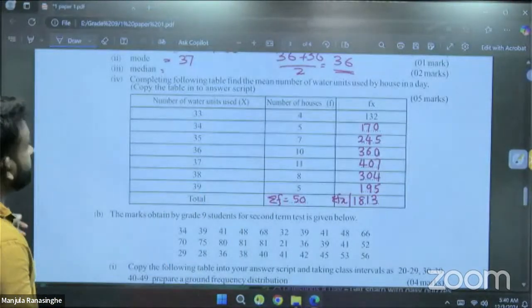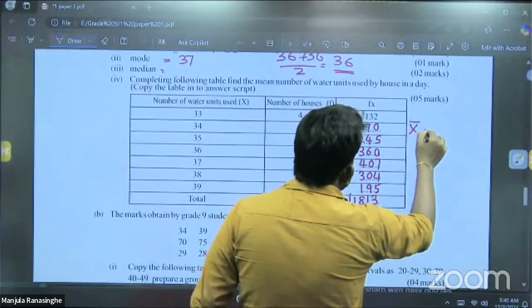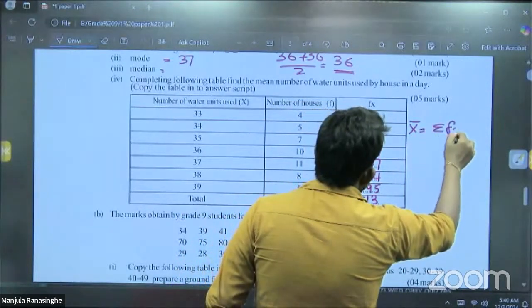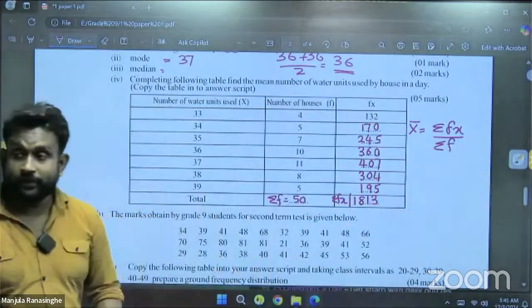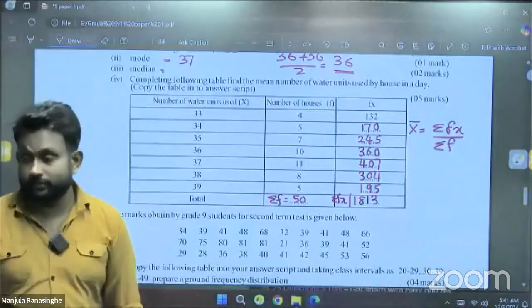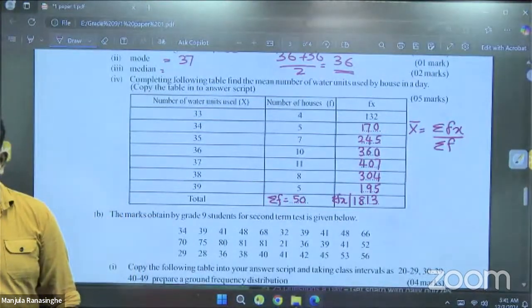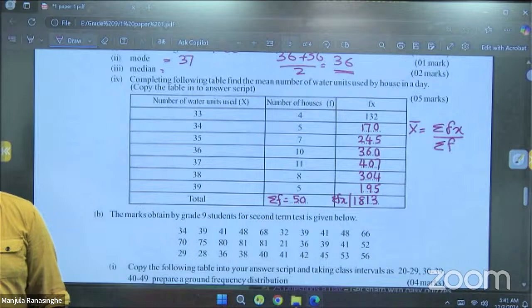Now, how to find the mean? You know that mean equation. Remember, mean, x bar equals sigma fx upon sigma f. That is the equation to find the mean, sigma fx upon sigma f. Right, x bar is the symbol for mean. Right, now we will check the mean here.